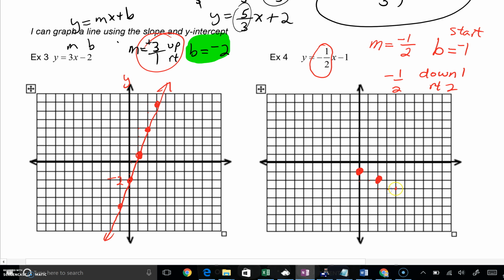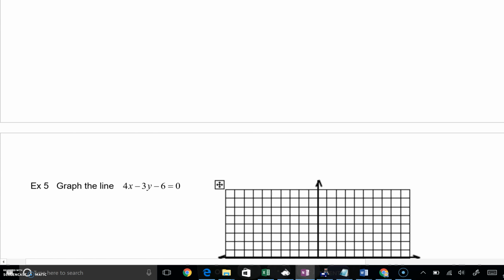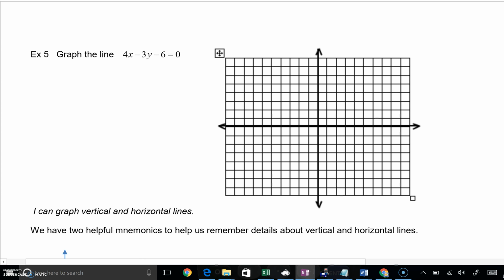Down 1, 1, 2 to the right. Keep doing that. Down 1, 2 to the right. You can see what's happening. Go up 1, you could go 2 to the left. Now again, on Alex, I believe you only have to select 2 points and you're good to go. I just like to always show kids that that same slope pattern will continue. This is all review.